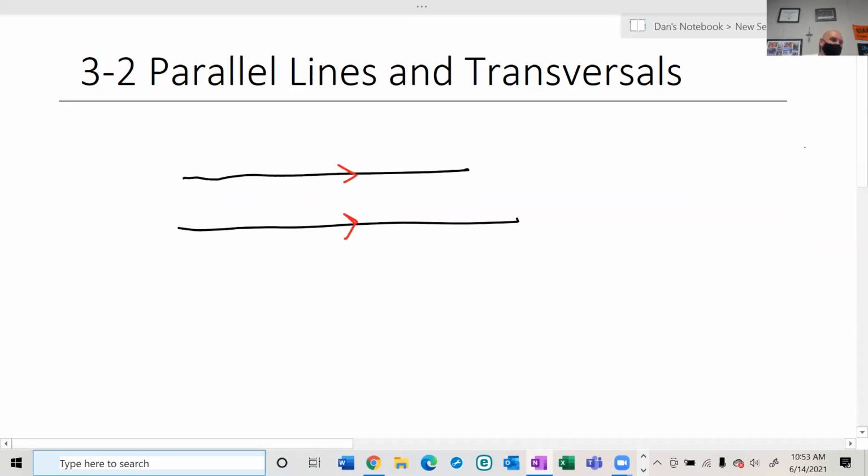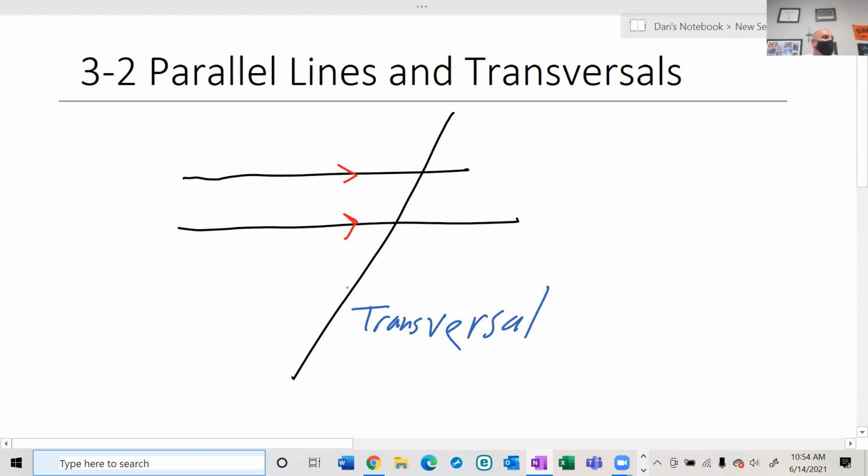And then if we have a line that crosses the two parallel lines, like, well, let's draw it like that. That line that crosses them is called the transversal. I think I spelled that wrong. No, maybe not. No, there's a V in there. It's a V, not an F. Oh yeah, I had it up top correctly. That line is called the transversal.